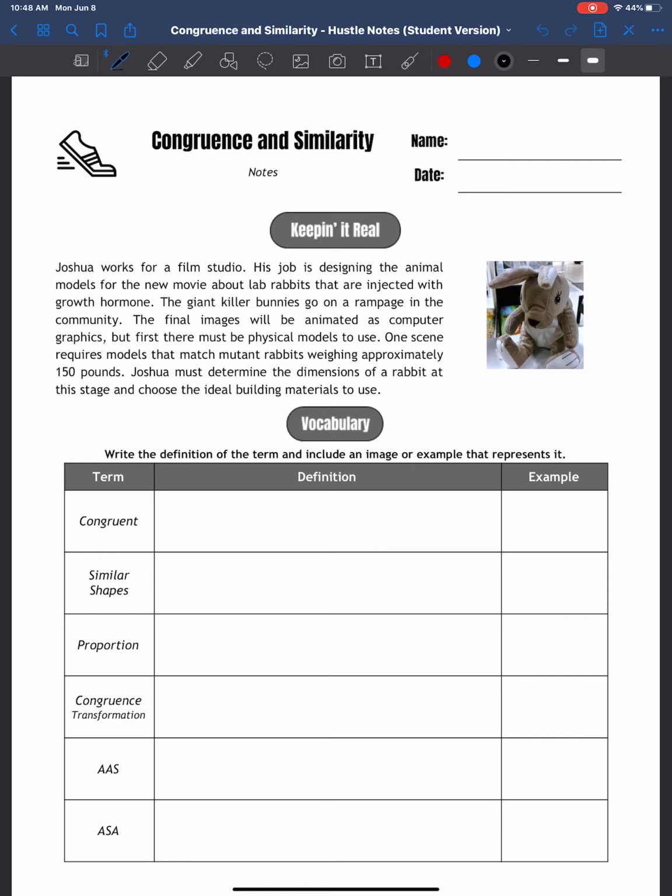So we're going to start with congruence, which, like I said, is when corresponding angles and sides are all equal. So they can be moved, but they're always going to align. So sides and angles are all equal.